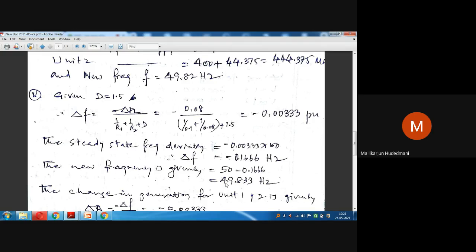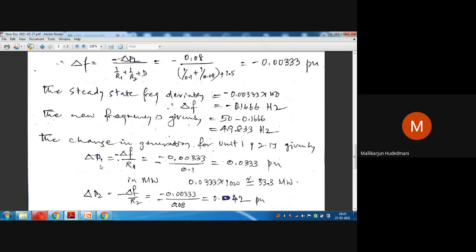Now, because of this changed frequency, or due to the frequency deviation, what is the pickup taken by generator 1 and generator 2? Again, you should be very careful. Generation pickup by 1 should be less than what it picked up in the previous part. Generator 2's pickup is again less than what it picked up in the previous part. The difference is because of the rejection of load due to frequency deviation. That I will again prove to you.